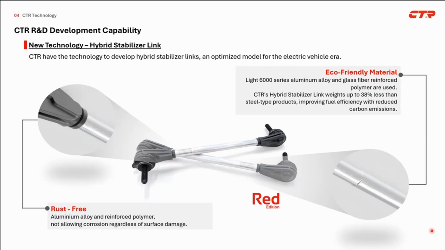CTR has the technology to develop a hybrid stabilized link and optimized models for the electric vehicle era. The hybrid stabilized link is made of polymer, preventing corrosion regardless of surface damage. CTR's hybrid stabilized link weighs up to 38% less than steel-type products, improving fuel efficiency with reduced carbon emissions. Based on the OEM standard, we can manufacture new items like the hybrid stabilized link.